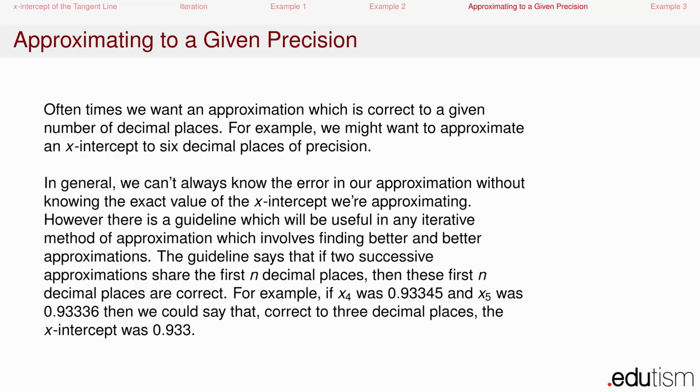correct. For example, if we got our x4 to be 0.93345 and x5 to be 0.93336, these two approximations agree on the first 3 decimal places. Since they agree, those decimal places will likely not change in the future, so we can say they're correct. The x-intercept to 3 decimal places is going to be 0.933.